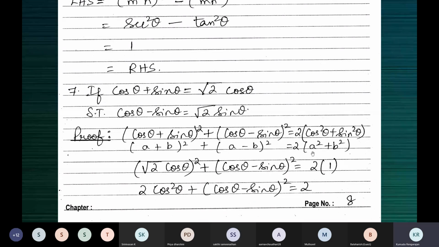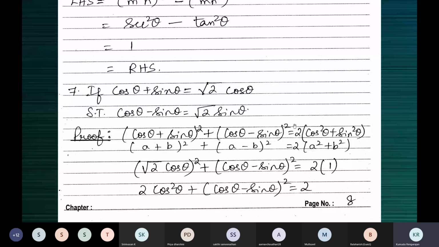And I told you why we don't use that 4ab identity, because 2 of a square plus b square will give us 2 cos square theta plus sin square theta, which is 1. So whenever we are dealing with cos and sin, we prefer this identity. A plus b the whole square plus a minus b the whole square is 2 of a square plus b square. So a is cos theta, b is sin theta. So cos theta plus sin theta the whole square plus cos theta minus sin theta the whole square is equal to 2 of a square plus b square, 2 of cos square theta plus sin square theta.